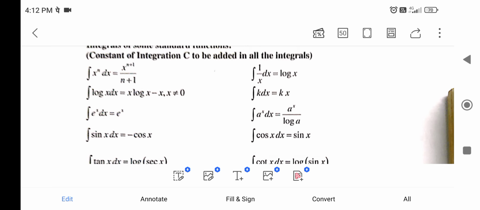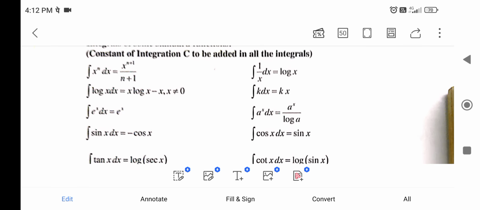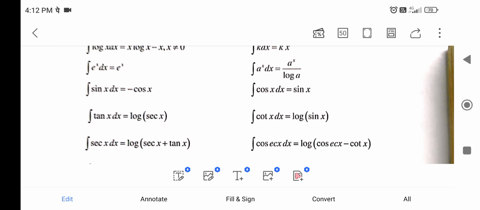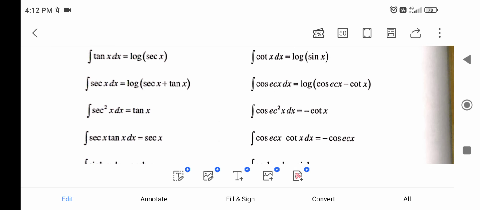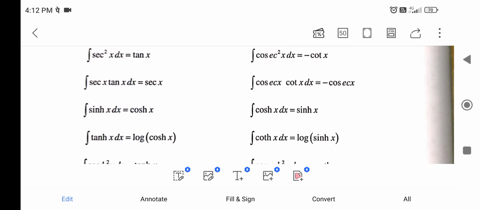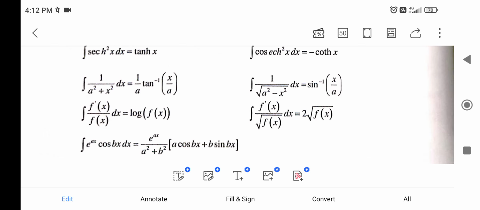That is integrals. The integral of x raised to n is x raised to n plus 1 divided by n plus 1, because the derivative of that is x raised to n. That is the reverse: integration. Write down. Tan x derivative is secant square x, and the integral of secant square x is tan x. Reverse, all are reverse.